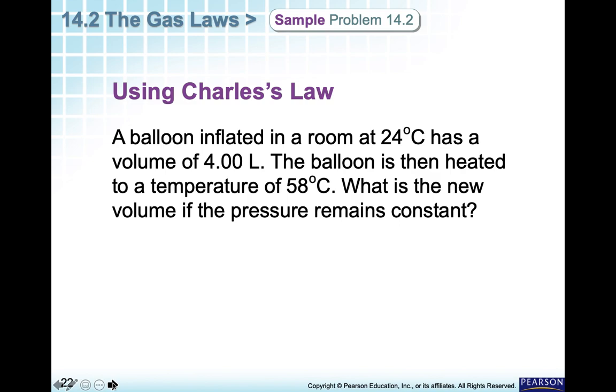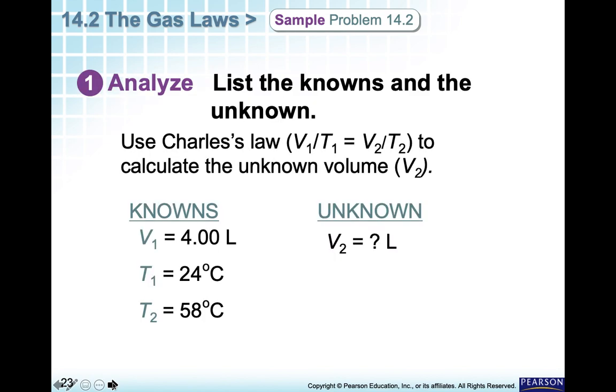So a balloon inflated at room temperature at 24 Celsius has a volume of 4.00 liters. If the balloon is then heated to a temperature of 58 Celsius, what is the new volume if the pressure remains constant? So our knowns we have 3 of, and the fourth one we're going to solve for. And we're going to use the equation V1 over T1 equals V2 over T2. And our unknown is going to be volume 2.